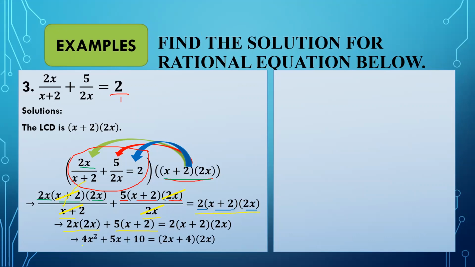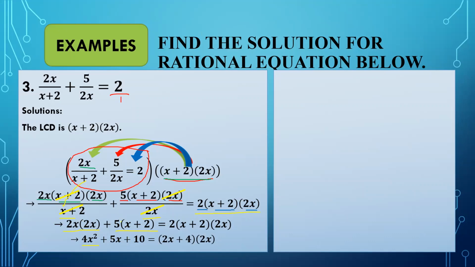2x times 2x is 4x squared. Again, the exponent of x here is 1, so we add the exponents, 1 plus 1, that is 2. 2 times 2 is 4. Then the exponent of x is 1, so 1 plus 1 is 2. Therefore, we yield 4x squared.